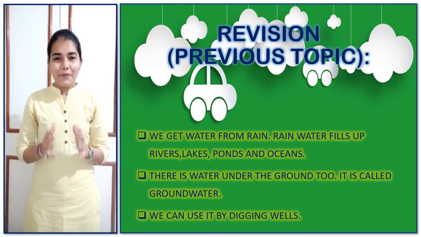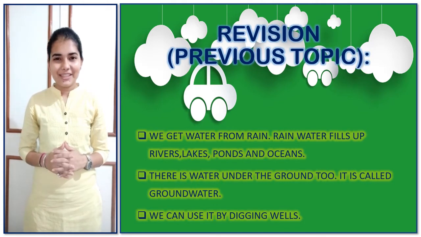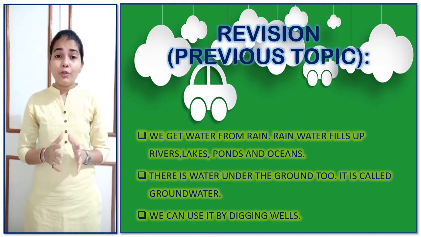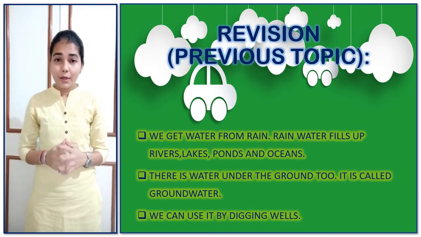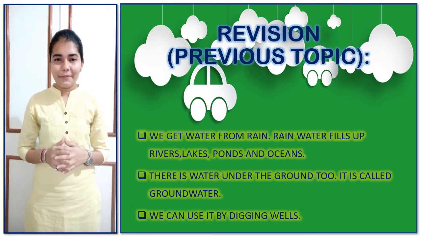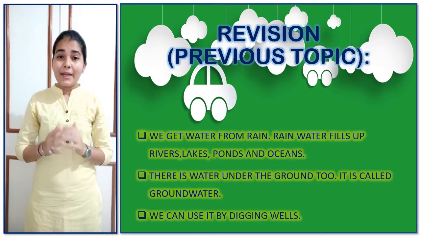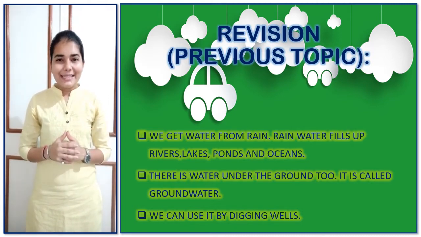So before starting, we will just have a quick revision of whatever we learned in the previous class. In the previous class, I discussed with you about water and we got to learn that we need water to live. Along with us, plants and animals also need water to live. Then we saw the sources of water and got to see that rainwater is the major source of water. Rainwater fills up the rivers, oceans, lakes and seas.